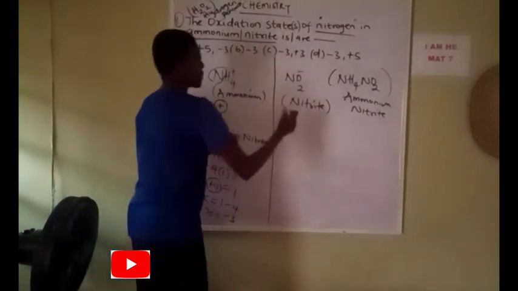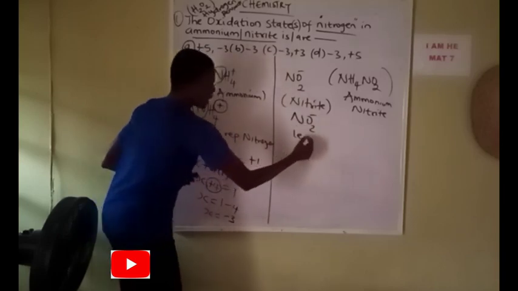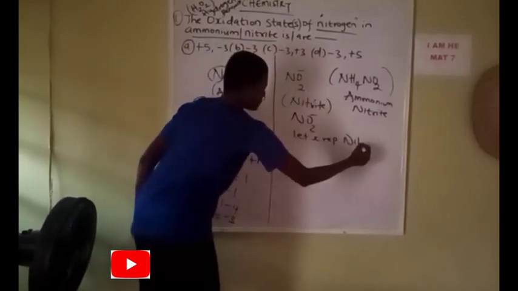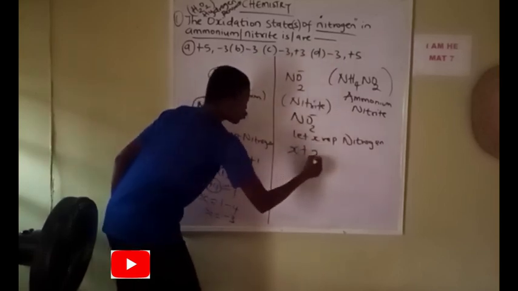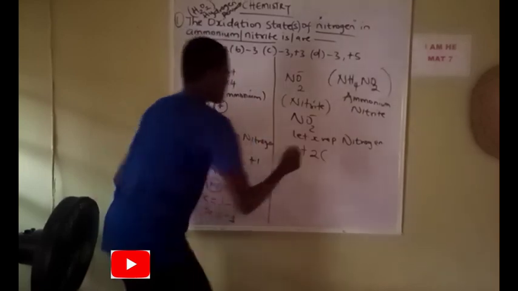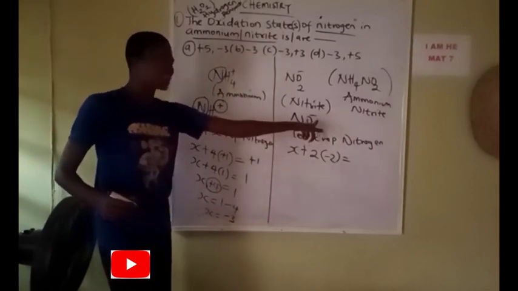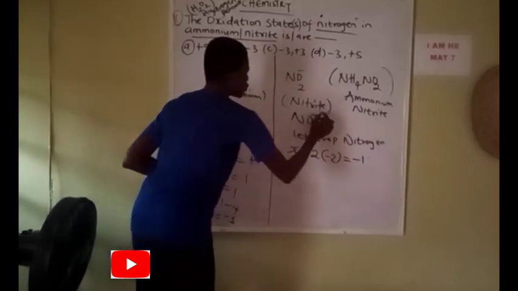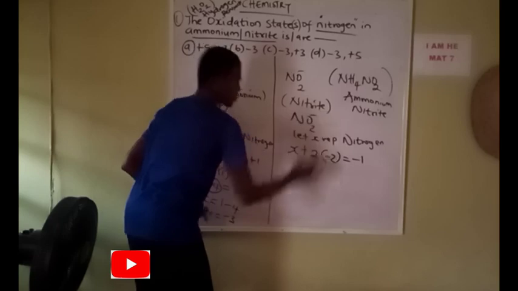So let's calculate the oxidation state of nitrogen in nitrite. So this is the formula. We have NO2-. So we make x the same thing. Let x represent N. Do you understand? That's nitrogen. So we have x plus 2 into, and take note, the oxidation state of oxygen is -2. -2 is equal to, and this minus sign at the top is a radical, it's going to be -1. Take note. If it were -2 here, it would have been -2. You understand? So let's proceed then.